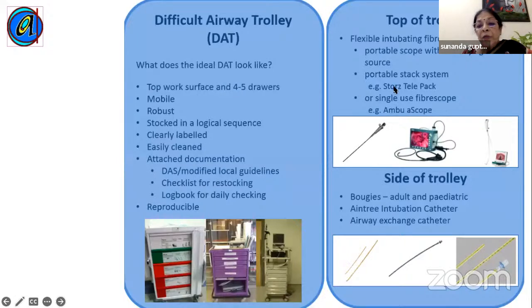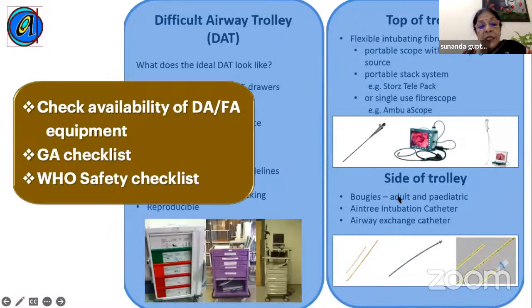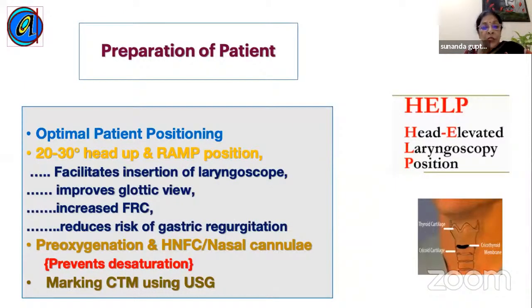What will be kept on top of the trolley, what would be kept on the side of the trolley, all these are really important. And you should also routinely check the availability of the equipment which is present in the drawers. And as I said, the GA and WHO surgical checklist should be verbalized.